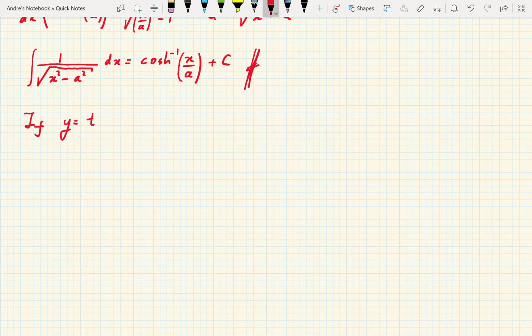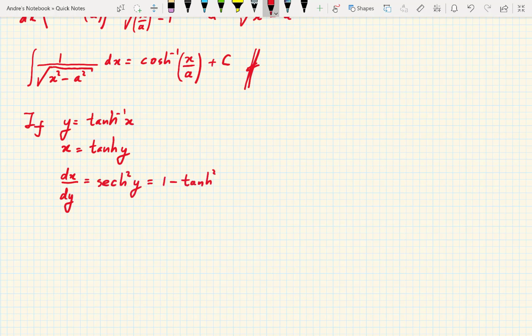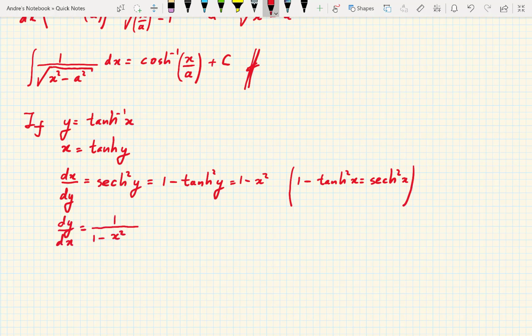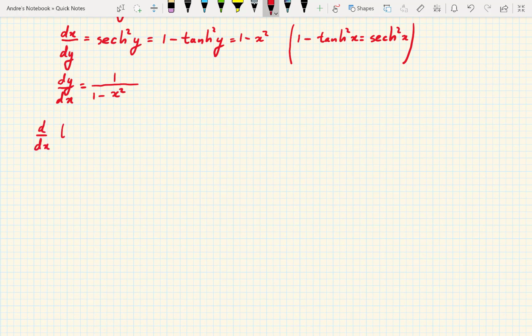Lastly, let's consider y equals the inverse tanh of x. So x equals tanh y, and therefore dx by dy equals sech squared y, which is 1 minus tanh squared y, which is 1 minus x squared. So dy by dx is 1 over 1 minus x squared. In other words, the differential of arctanh x is 1 over 1 minus x squared.